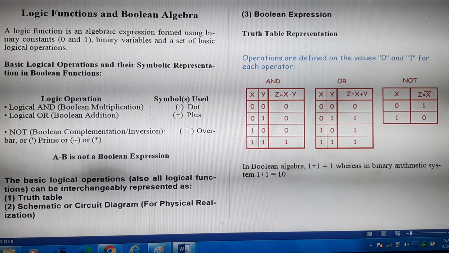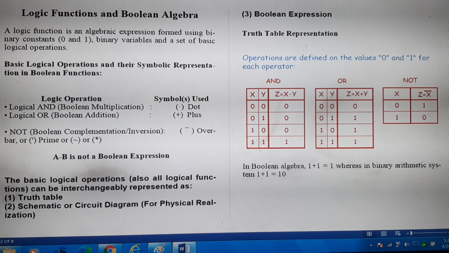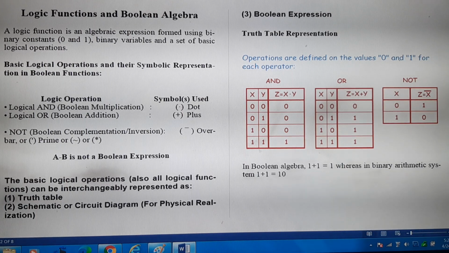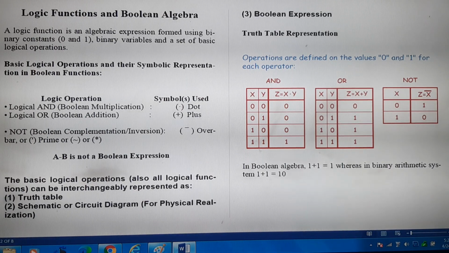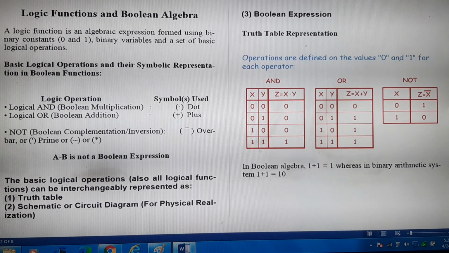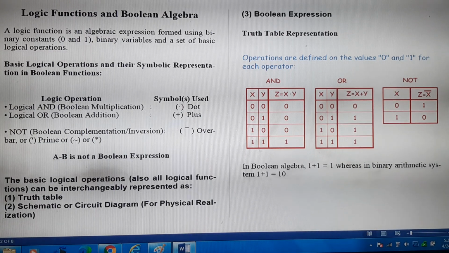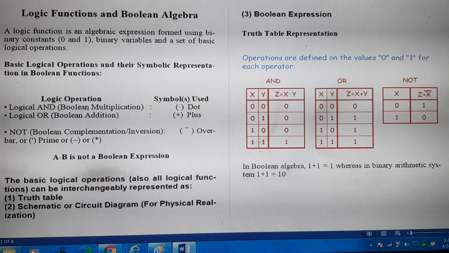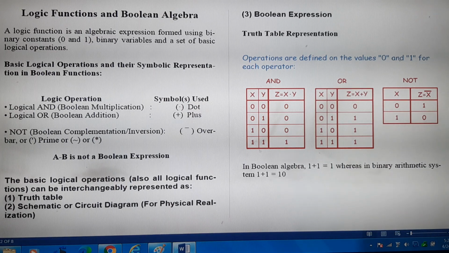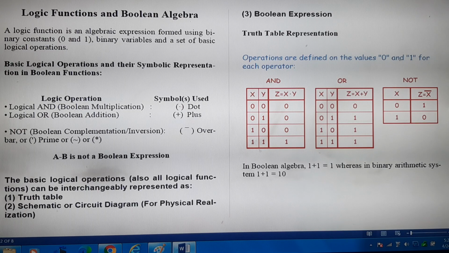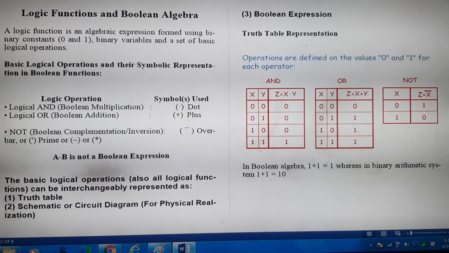It is denoted by a binary operator dot, that is a multiplication sign symbol, or by the absence of an operator. The second basic logical operation is logical OR, which is equivalent to Boolean addition and is denoted by a binary operator plus sign. The third one is logical NOT, equivalent to Boolean complementation or inversion.